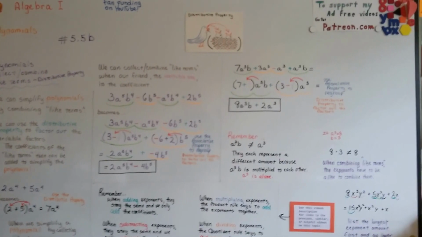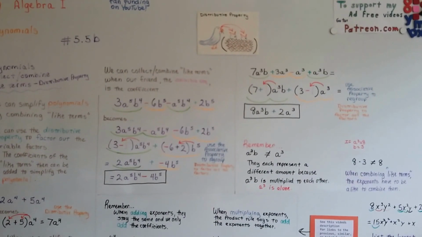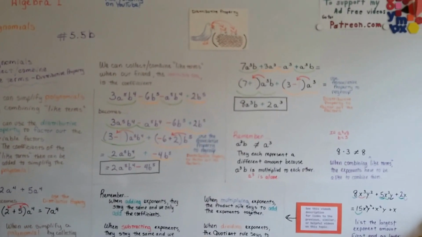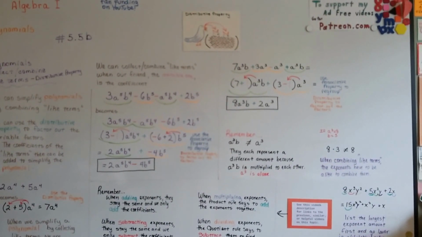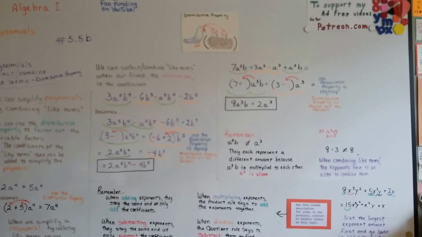So we're going to talk about, in 5.5c, degrees and coefficients. So there's actually some degrees that we need to cover before we get into the rest of the combining, collecting like terms.